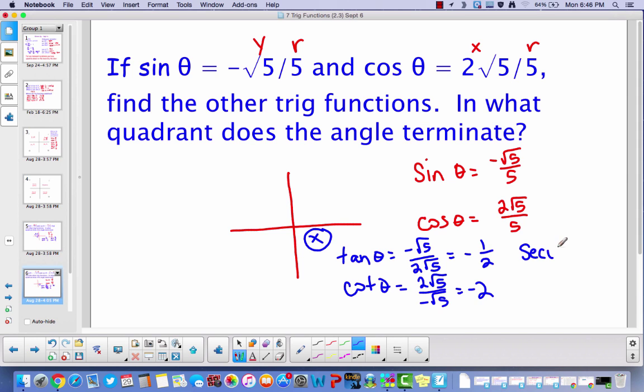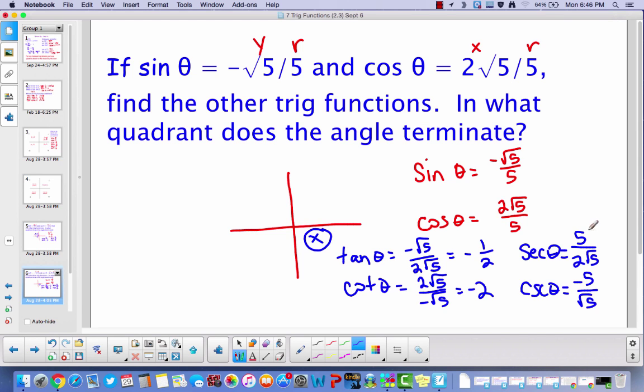Secant of theta is the reciprocal of cosine. So that is 5 over 2 times the square root of 5. Cosecant of theta is the reciprocal of this. So it's -5 over the square root of 5. Now we should rationalize both of those.